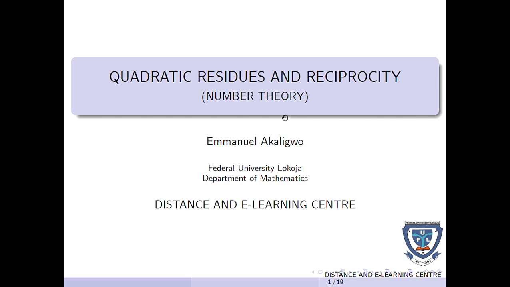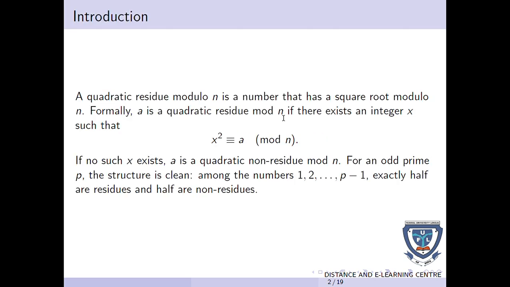Our topic for today is quadratic residues and reciprocity. Let's begin by way of introduction. A quadratic residue modulo n is a number that has a square root modulo n. Mathematically, a is a quadratic residue modulo n if there exists an integer x such that x squared is congruent to a modulo n. If no such x exists, a is a quadratic non-residue modulo n.